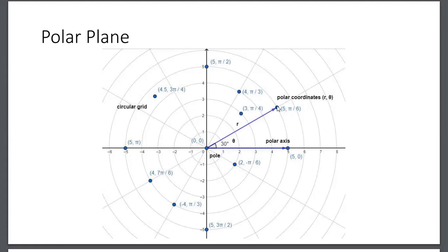To plot points, you have to know the coordinates. The r, the directed or signed distance from the pole to the point, and the angle of rotation from the polar axis to get there. Our first point here is 5, pi over 6. We're showing here degrees of 30 degrees for this angle theta for this point.